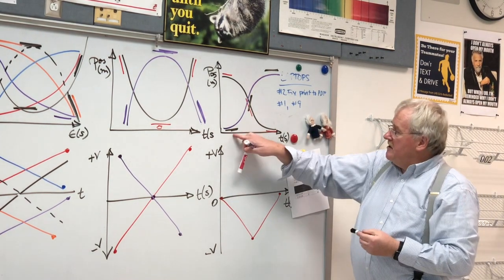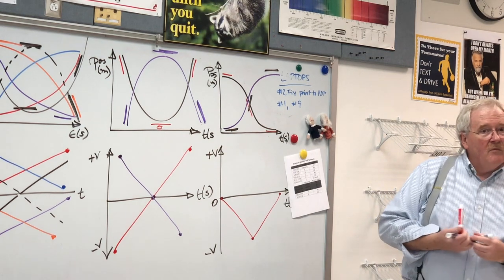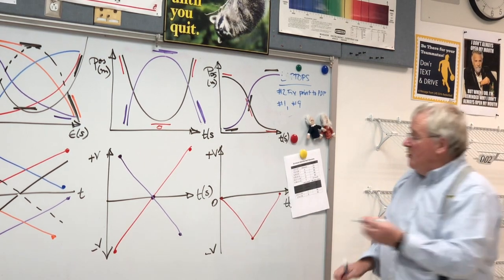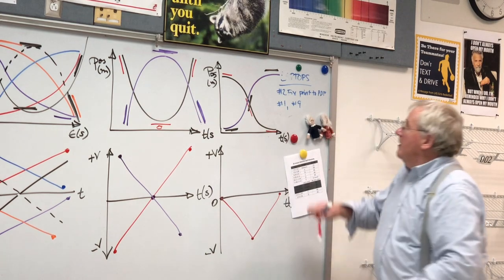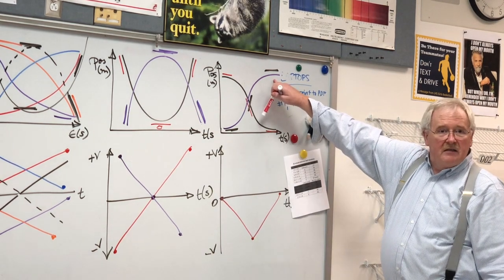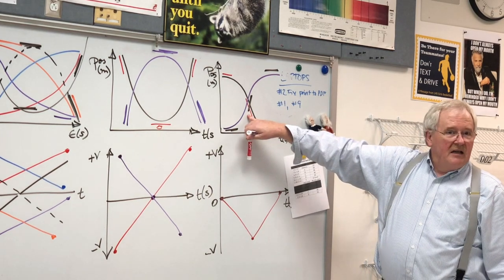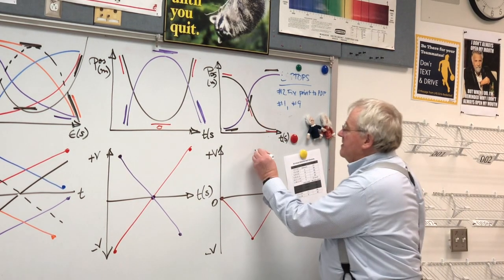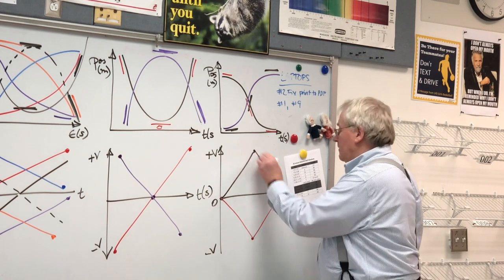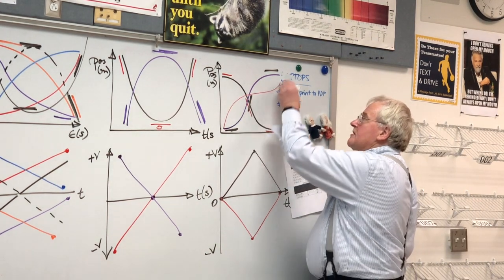What can I say about this slope here? It's almost 0, so I've got a point here. What can I say about this slope here? It's almost 0. This slope is? Positive. Large and positive. It's up here.